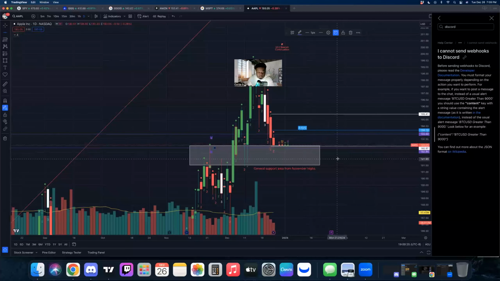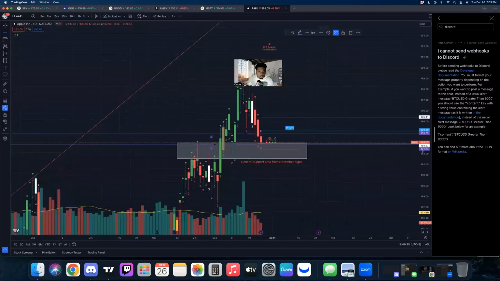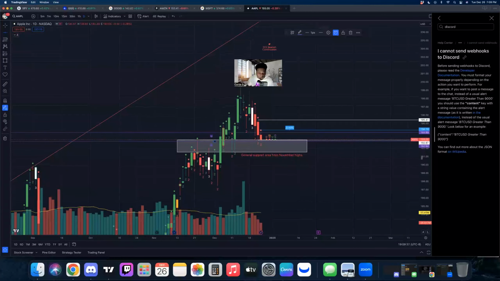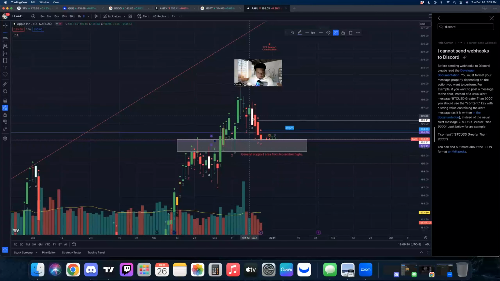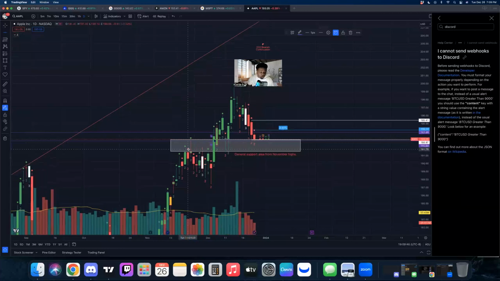But like I said, if you're just joining right now, we're looking at a daily chart of Apple. We can see over the past week, it's been in this downtrend. It reached these highs back on December 14th, and now we've been kind of steadily going down. But we have a level of support.